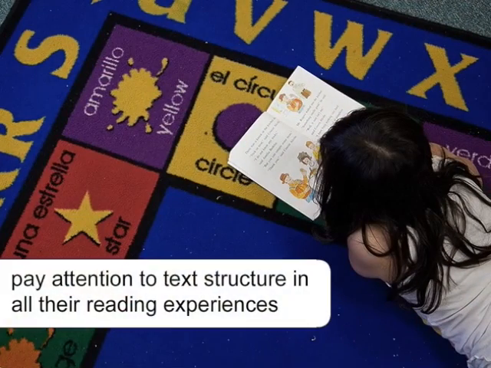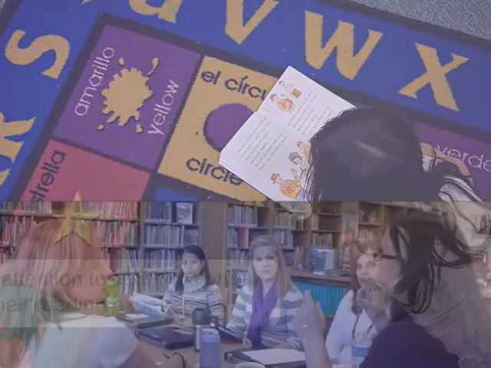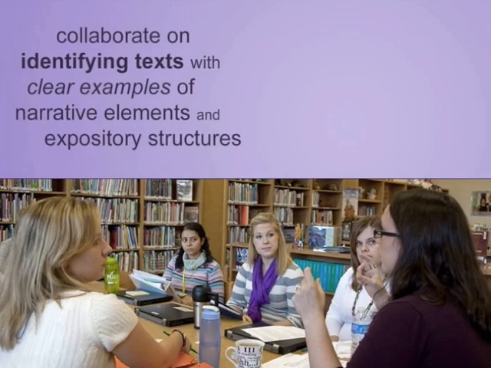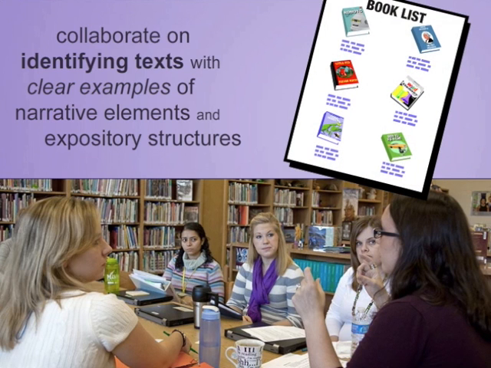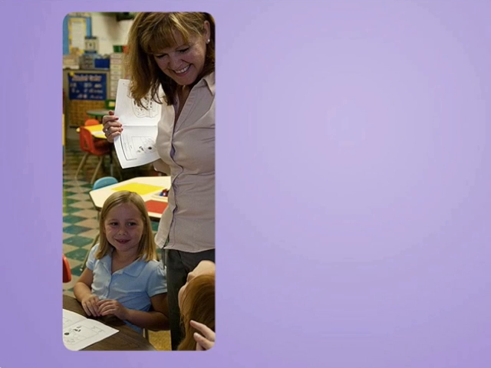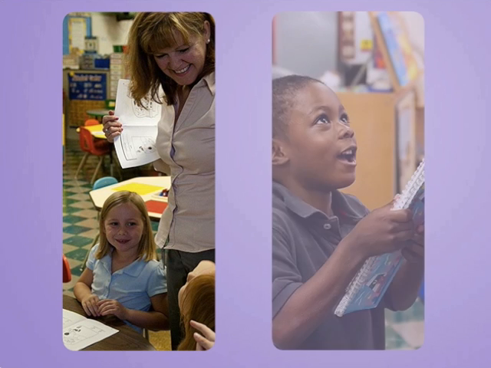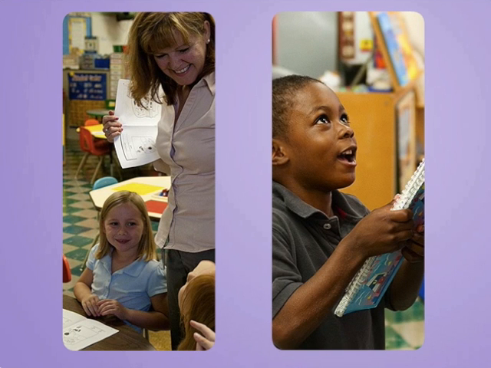Students should be encouraged to pay attention to text structure in all their reading experiences and may need to be reminded to do so before reading periods. Teachers can use common lesson planning time to collaborate on identifying texts with clear examples of narrative elements and expository structures. There are also book lists that identify ideal texts for this kind of instruction. Students can focus on structure as they discuss text or practice comprehension strategies. Understanding the underlying features of texts will support them as readers and writers, as well as in their conversations about text.